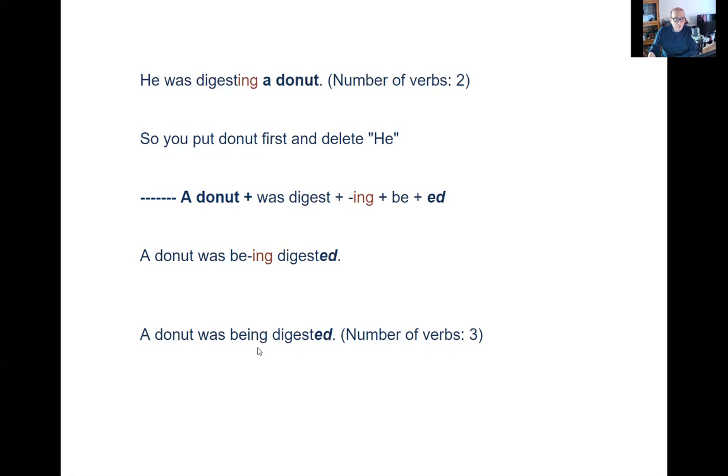And if you count the number of words, 1, 2, 3, that's how many verbs? We've got 3. Originally, we had 2. Now we have 3. So going from the active to the passive, you end up having one more. And of course, when you do the reverse, you're going to have one less.